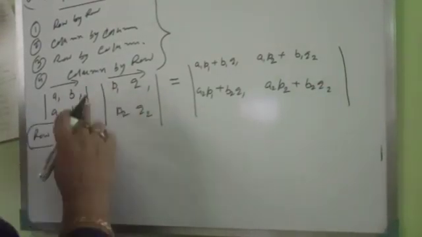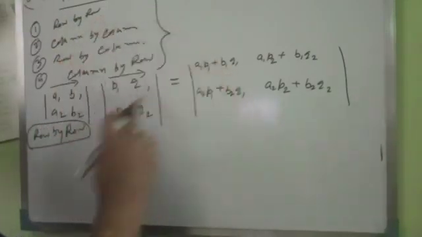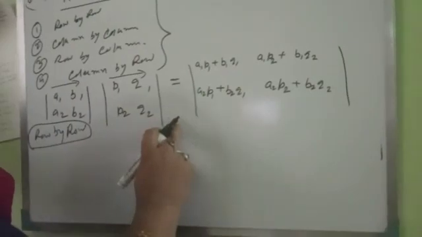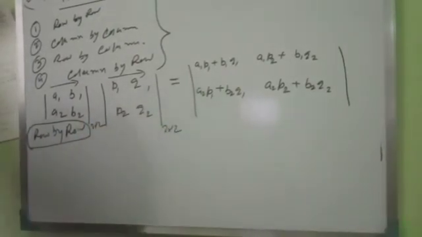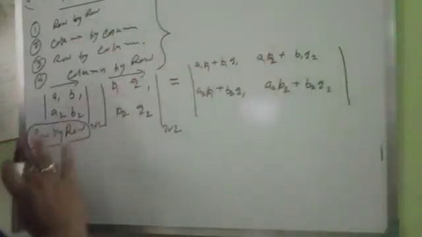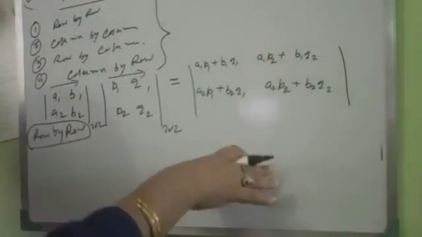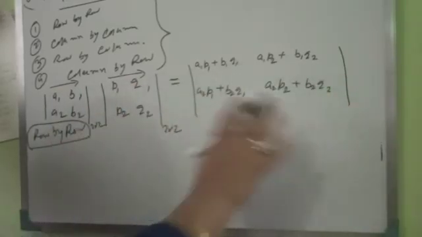Obviously two determinants should be of the same order. This is 2 by 2 order. This is also 2 by 2 order. This is 2 by 2 order. This is also 2 by 2 order. The resultant determinant that we will get is also 2 by 2 order. Okay, so this is the rule how to find the multiplication by the row by row method.